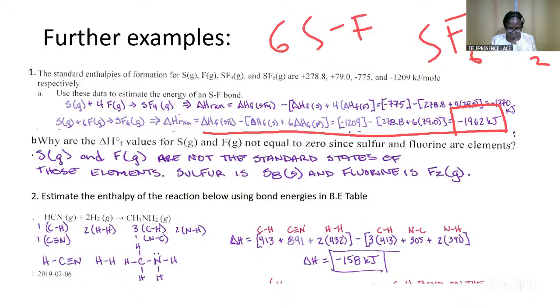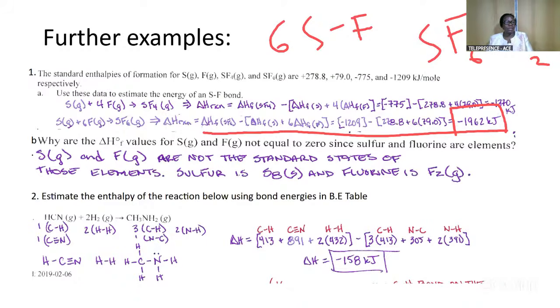So we have 1962 divided by 6. So the value is going to be 327 kilojoule, minus 327 kilojoule. So if you look at what we have in SF4 and you treat it the same way, I expect that you will get the same value.